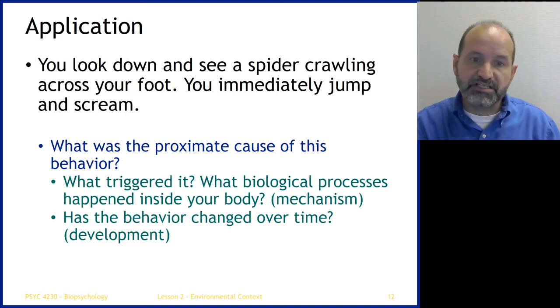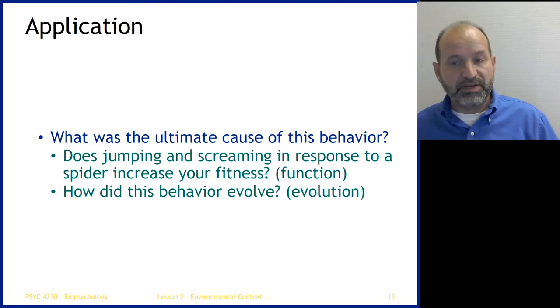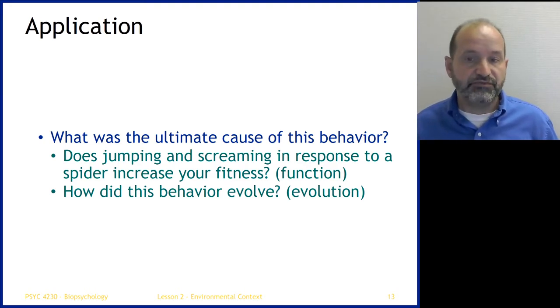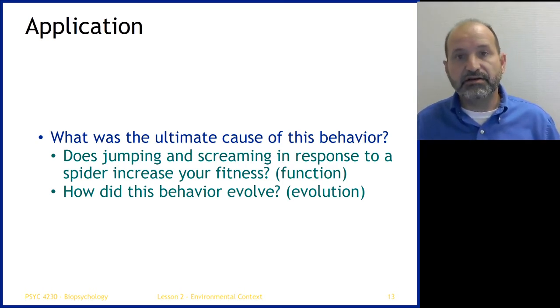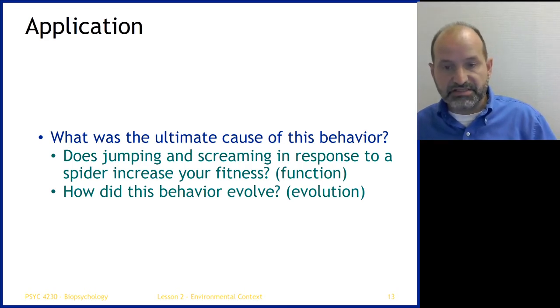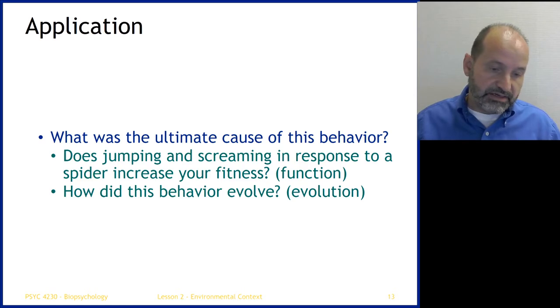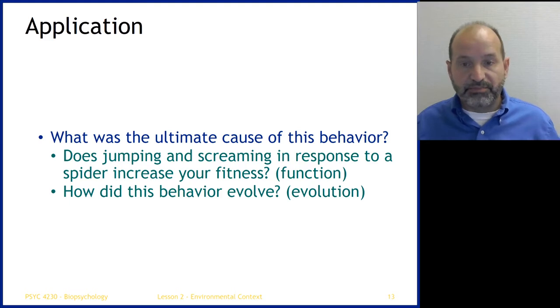In addition to these proximate causes, we can also ask about ultimate causes. Does the jumping and screaming in response to a spider increase your fitness? If so, how? That's the function question in Tinbergen's 4 questions. And then we could also ask, how did this behavior evolve? Can we find evidence in other species? Can we find evidence if we look back at our own species, that people jump in response to spiders? And so now you have the set of 4 questions.